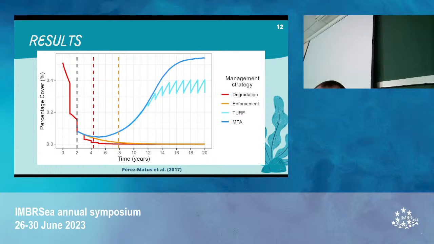And we can see that the TURF scenario is also nicer in terms of the social aspect, because the MPA forbids any harvesting, and it's a very important resource for the people. So enabling the people to still harvest a little bit is very important as well. So this is a very good example of conservation measures that can be taken based on our work.